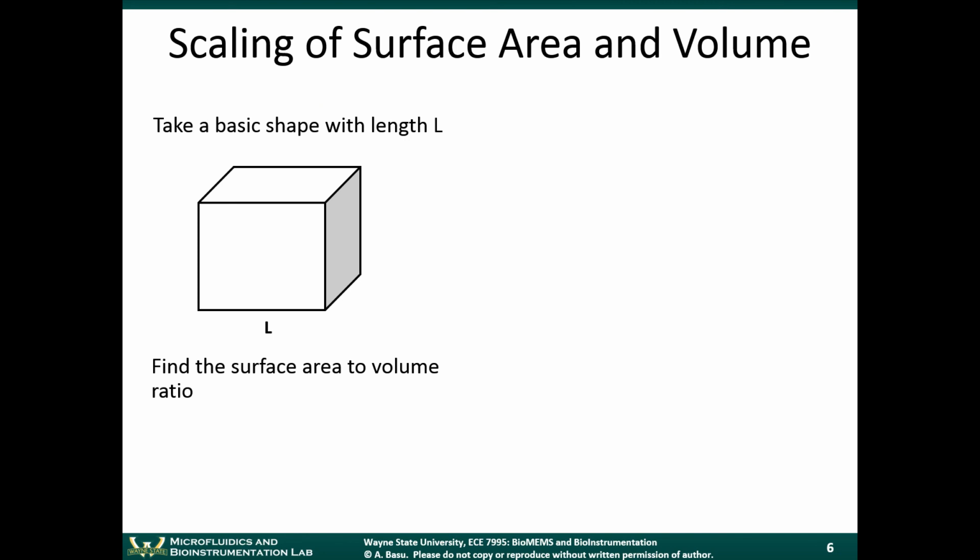So we start with a basic shape, right? The basic shape has a length L. And so what I'd like you to do right now is find the surface area to volume ratio. So find the surface area of the cube, find the volume of the cube, and tell me what the ratio is. You can go ahead and do that in your notes. Suppose the side of the cube is length L. Calculate the surface area, calculate the volume, calculate the ratio.